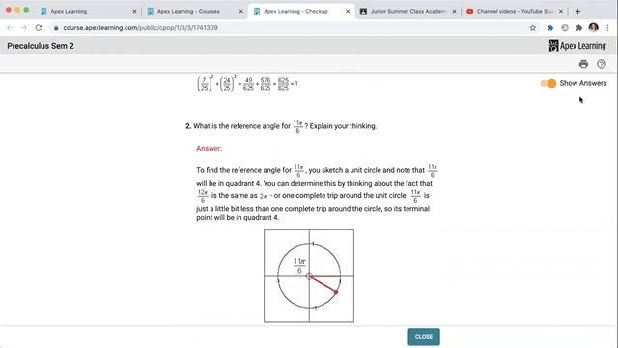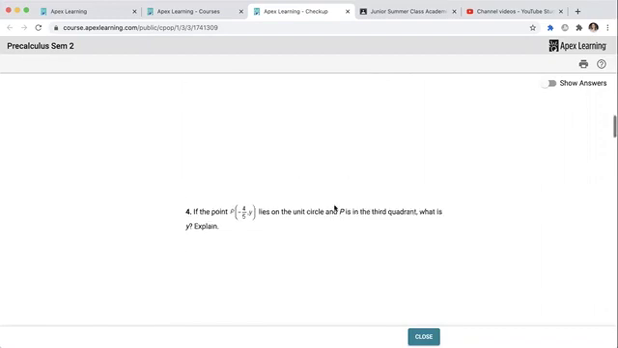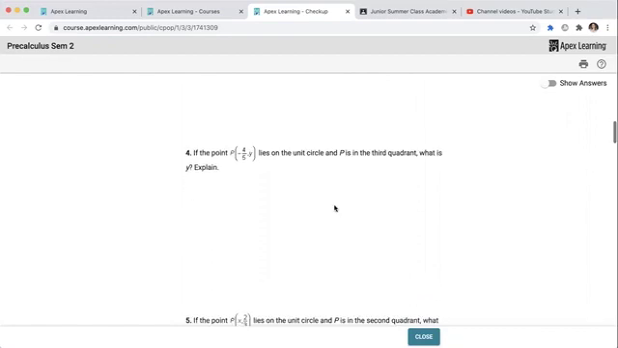For a couple of these, it's asking you to explain your logic. How do you know the reference angle is what it is? And to explain how you know that. All right.